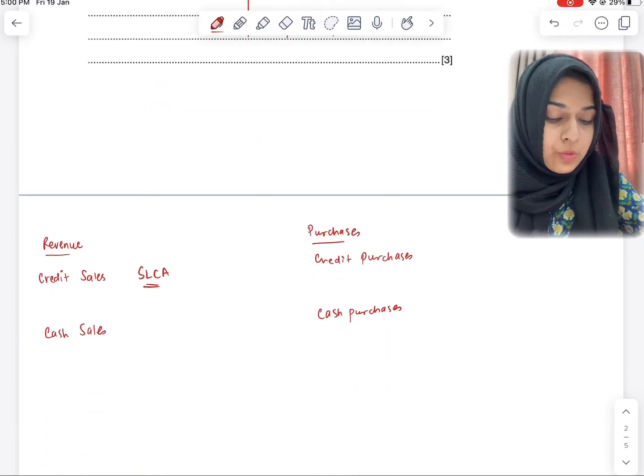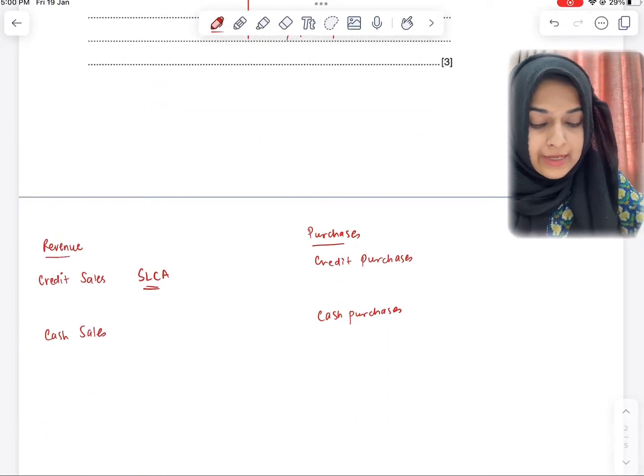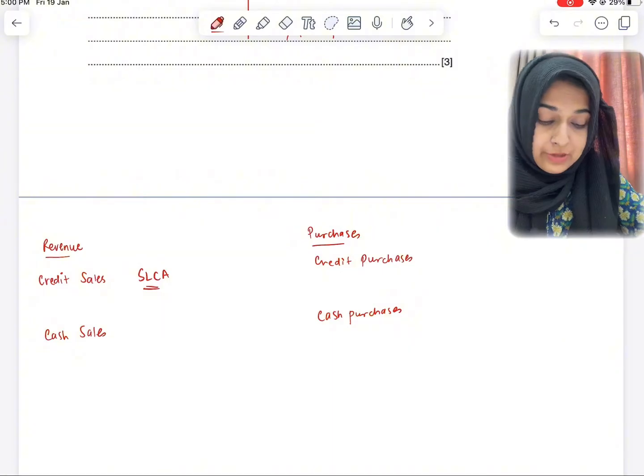I don't know what the cash sales are, but for the cash sales, if there are cash sales in the question, you need to see the debit side of the bank account.